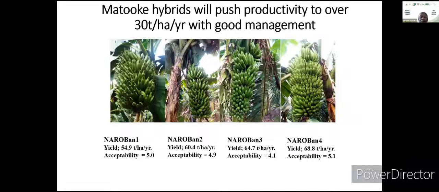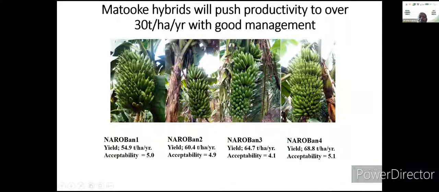But it is possible to increase that productivity, even using general practices. Now here I come to the bananas that have come out of the breeding pipeline that Ronnie talked about. These are the bananas that were released just recently, but the first banana variety to come from our breeding program came 10 years ago.